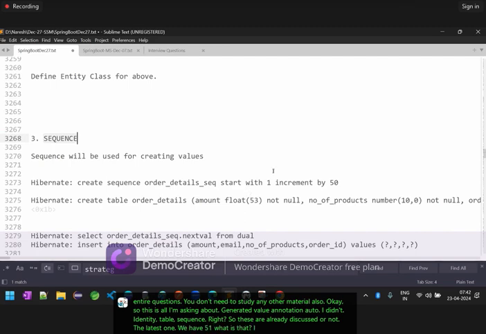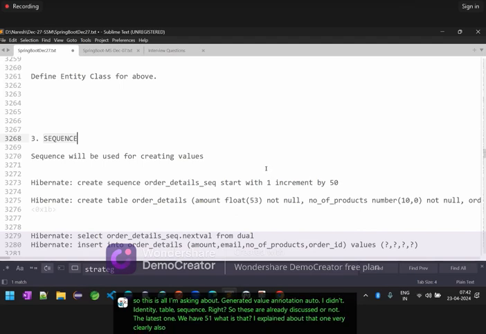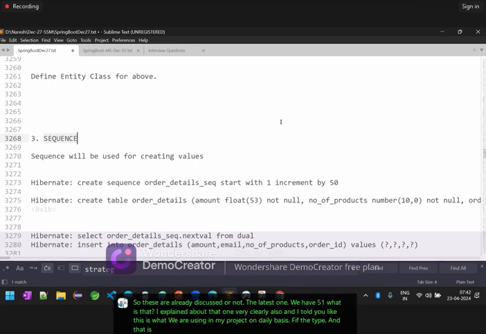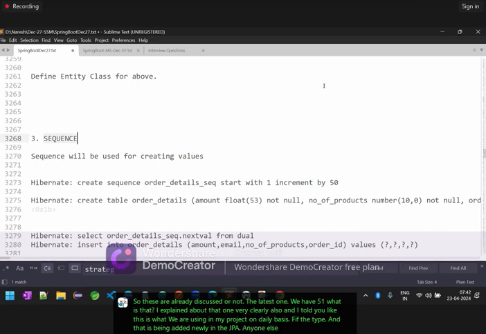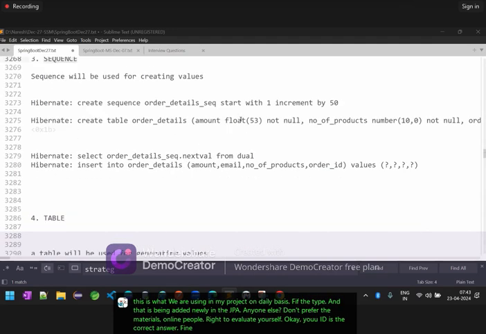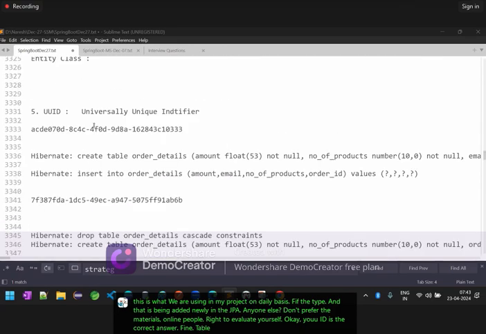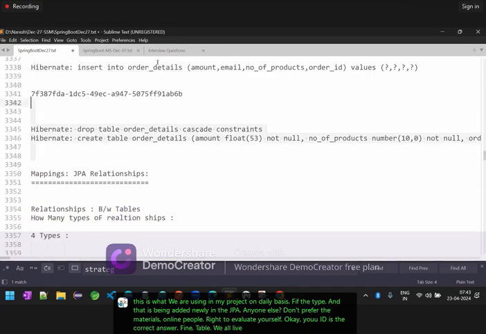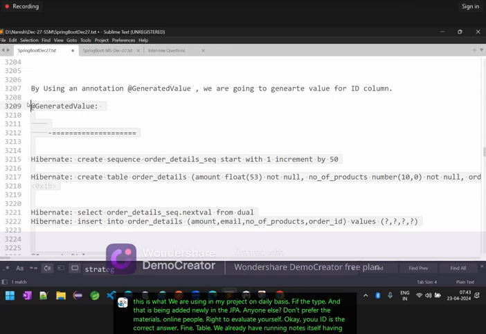I explained that one very clearly also, and I told you this is what we use in my project on a daily basis. The fifth type has been newly added in JPA. Anyone else? Don't refer to the materials. Online people, try to evaluate yourself. Okay, UUID is the correct answer. Fine. Table, UUID. We already have running notes with 15 to 20 lines, 30, 40, 50 lines of notes.